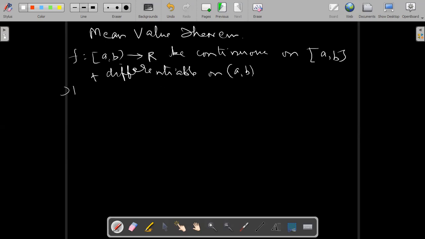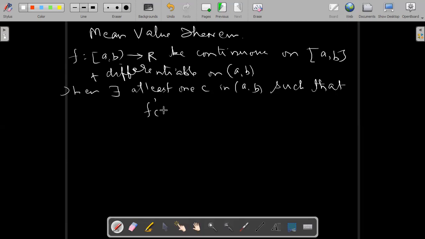Then there exists, this is the sign for there exists, at least one c in the interval, meaning between a and b there exists a point c such that, we have to check two things and then apply this: f dash c should be equal to f(b) minus f(a) upon b minus a.